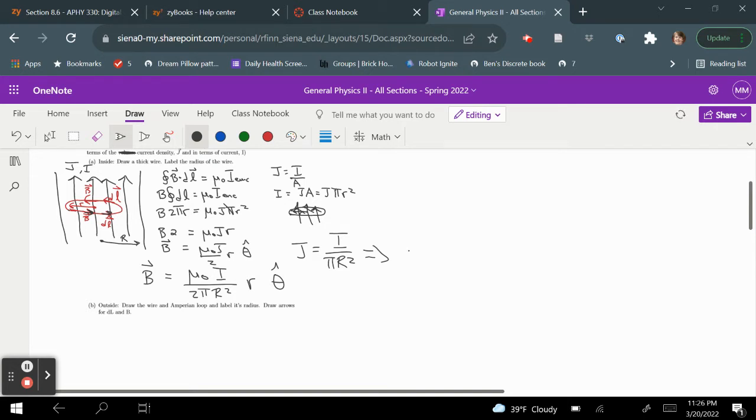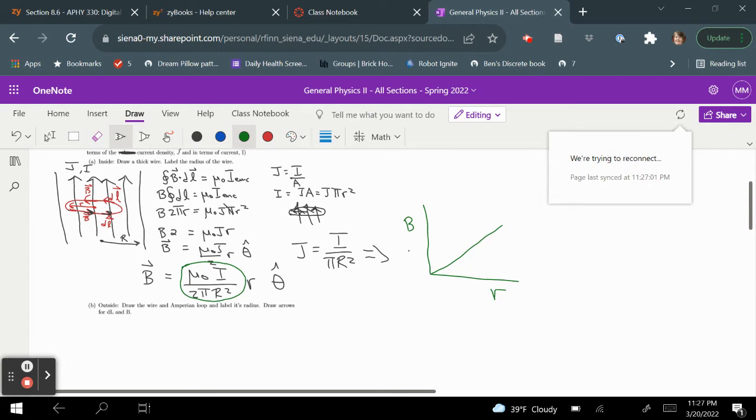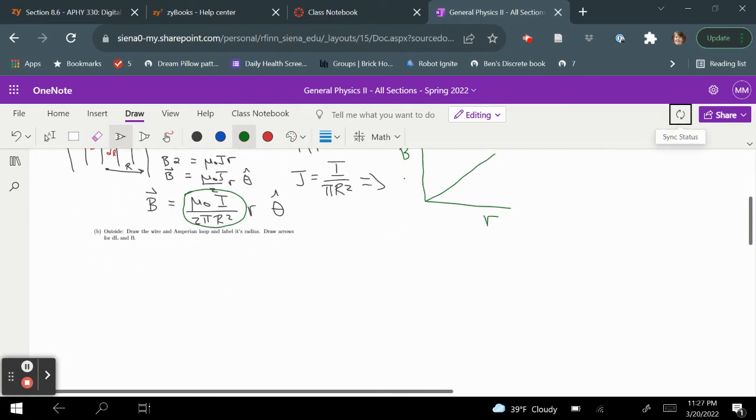Now notice, all of this is just a constant if I know what I is. And so inside, my B field depends on r in a linear fashion. So that means I'm going to have something that looks like this. If this is my r, then B is going to increase linearly with r on the inside.